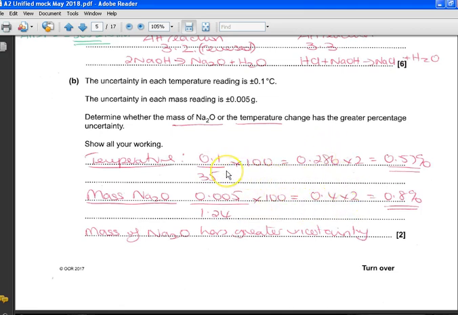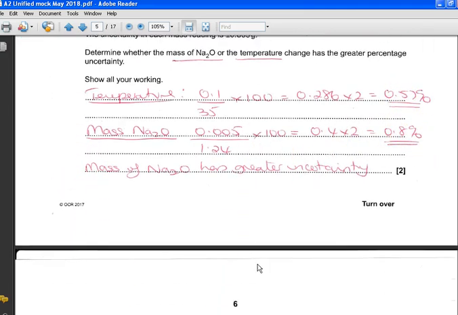But because you took 2 readings to get the temperature value, you took a beginning value and an ending value, you've got to multiply your answer by 2. And the same for the mass. You took an initial mass of the weighing bottle, or whatever it was we weighed it out in, and then you re-weighed it again. So again, you need to multiply by 2, and that gives us a greater uncertainty with the mass.